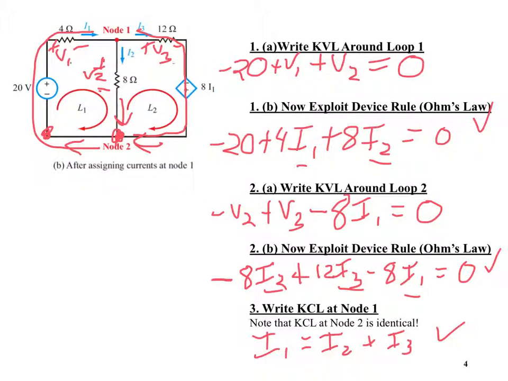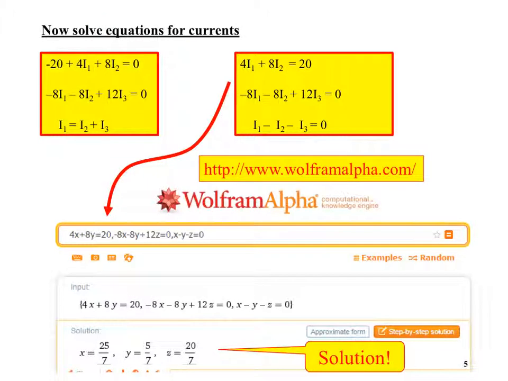Okay, so we've got our KCL written, and so now we've got three equations in three unknowns, and we're ready to proceed. The next slide here shows how we can solve these equations. So I've just rewritten the three equations here exactly as we had them, and then I've manipulated them to get them into a form that makes it a little bit easier to solve using a numerical technique.